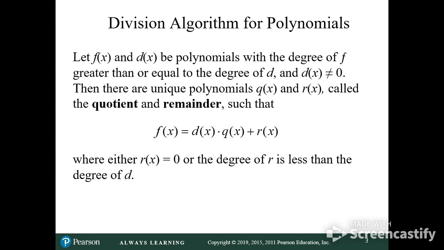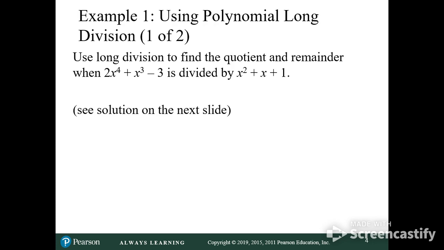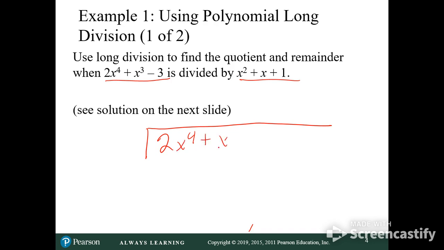Okay? So division. A function equals a divisor times a quotient plus a remainder. And we'll do that right now here. So if this is divided by this, we do long division. 2x to the fourth, plus x to the third, plus, this is where you've got to be careful now. You don't just go minus 3, because you have to have placeholders for everything.